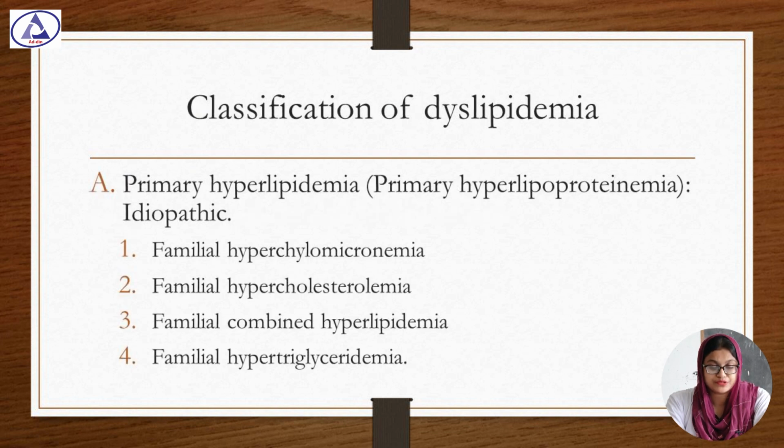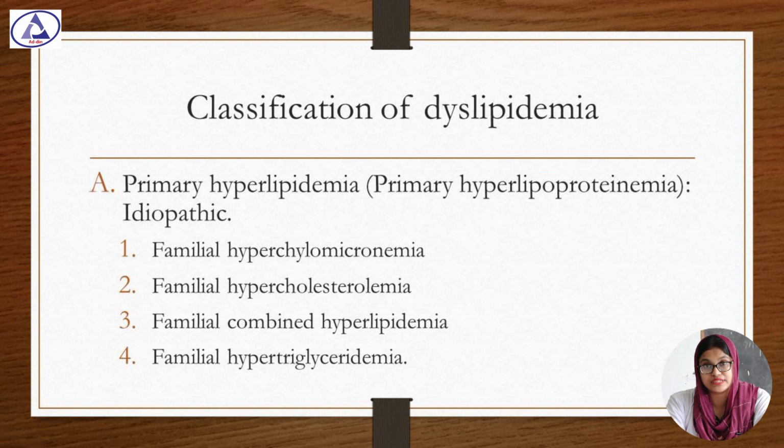Now, come to the classification of dyslipidemia. Dyslipidemia may be classified into 4 categories. They are primary hyperlipidemia, primary hypolipidemia, secondary hyperlipidemia, secondary hypolipidemia. Now, come to the first one, primary hyperlipidemia.